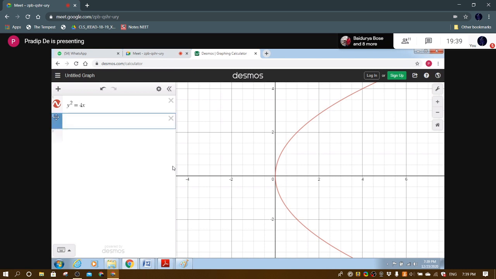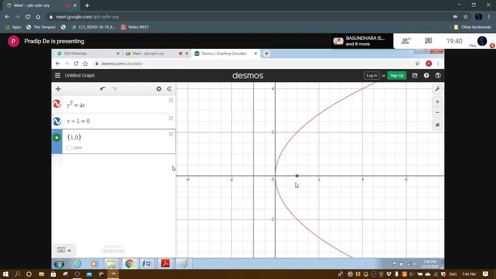The directrix will be here. This point is the focus, 1, 0. I'll discuss it one by one. Through the focus, you can draw any number of chords, right? You can draw many chords through the focus. Any chord that is passing through the focus is called a focal chord.